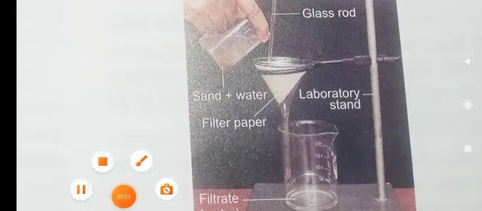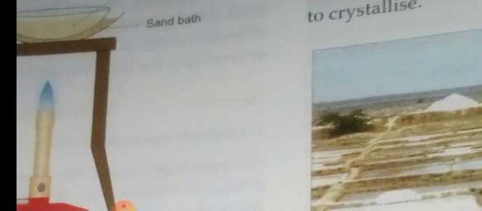Do you understand, children? The next technique is evaporation. You know, salt is obtained by evaporation of seawater by the sunlight, isn't it? You know this very well. So how can we do this evaporation?